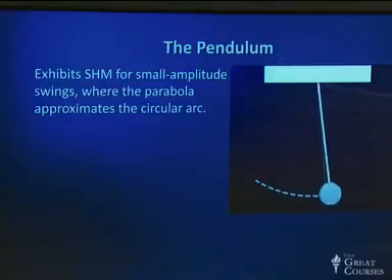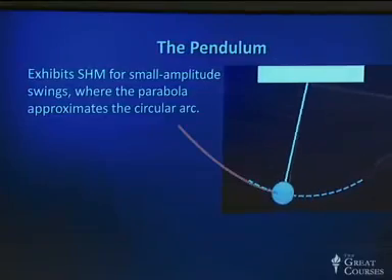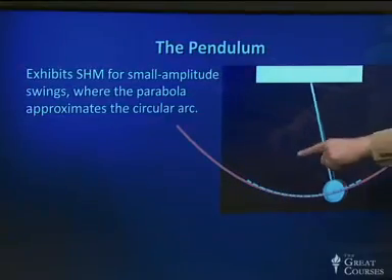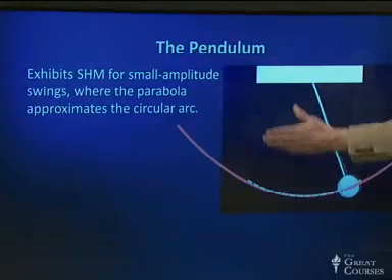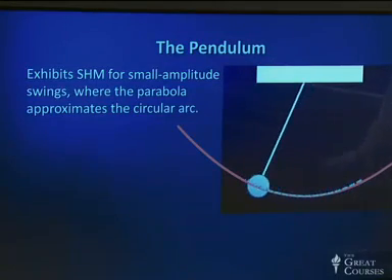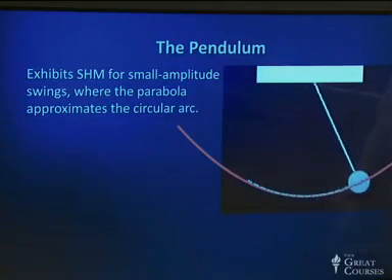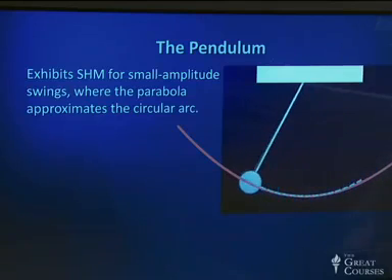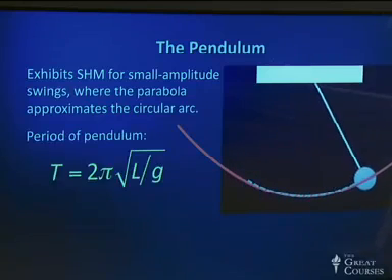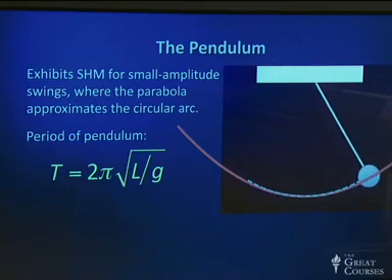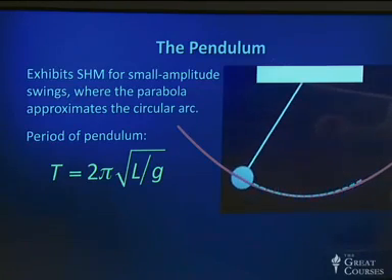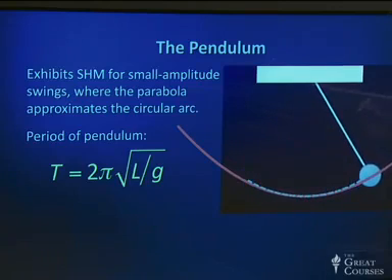But for small amplitude swings, like the arc I started there or the arc shown here, a parabolic fit to that circular arc, it's a circle, not a parabola, is very, very close. And so for small swings, the parabola approximates the circular arc, and therefore the pendulum undergoes simple harmonic motion. And I'm not going to derive this, but it wouldn't be very hard to do, that the period of that motion is T equals 2 pi times the square root of L over g.